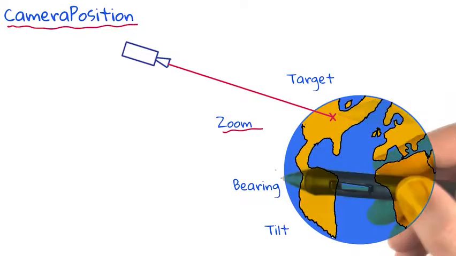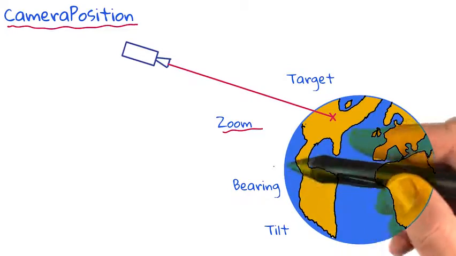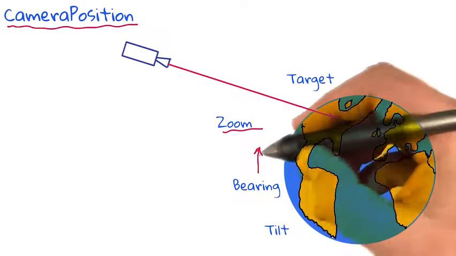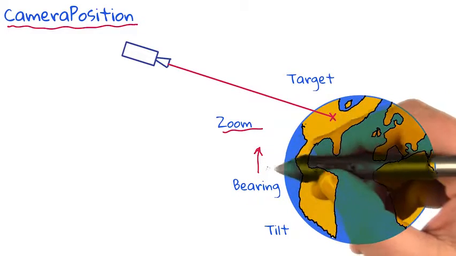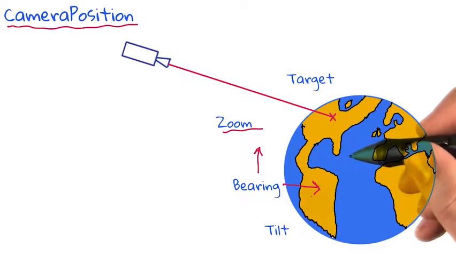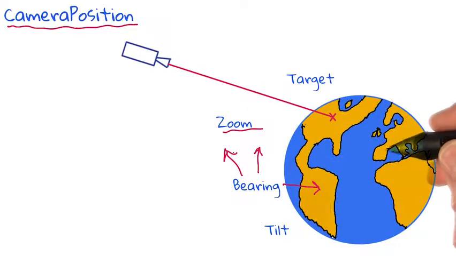Bearing is a property, and this determines the direction that the camera is facing. It's specified in degrees clockwise from north. So if you want the camera to be facing east, the bearing would be 90 degrees. If you want it to face northwest, the bearing would be 315 degrees.